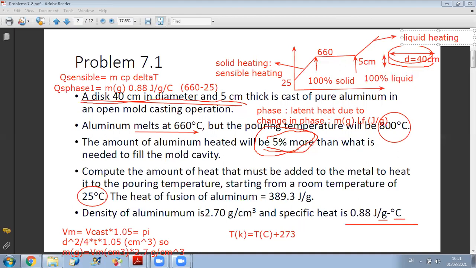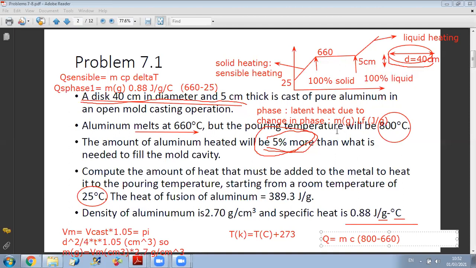So I can say now that in total, in the third phase, I have that Q is M times Cp times delta T. Delta T will be now, I will heat until the pouring temperature. So it's 800 minus 660 degrees. And now, once I calculate the three amounts of heat, I can add them to find the total heat.